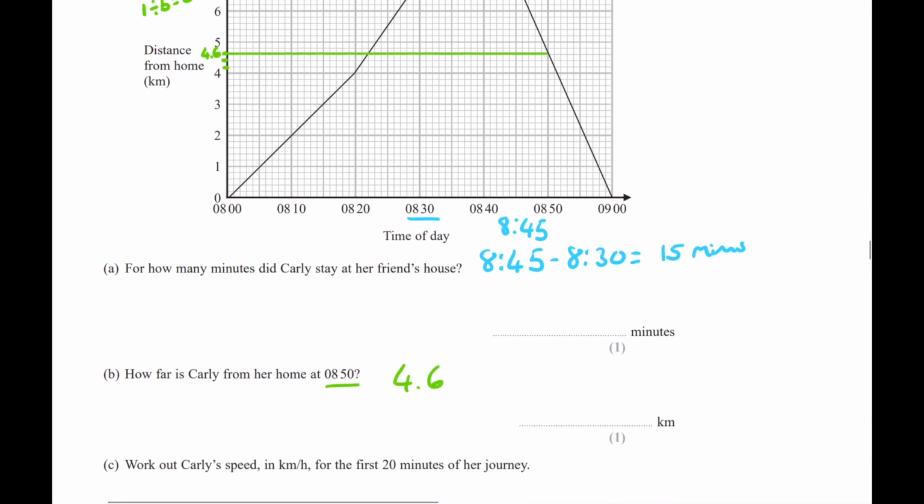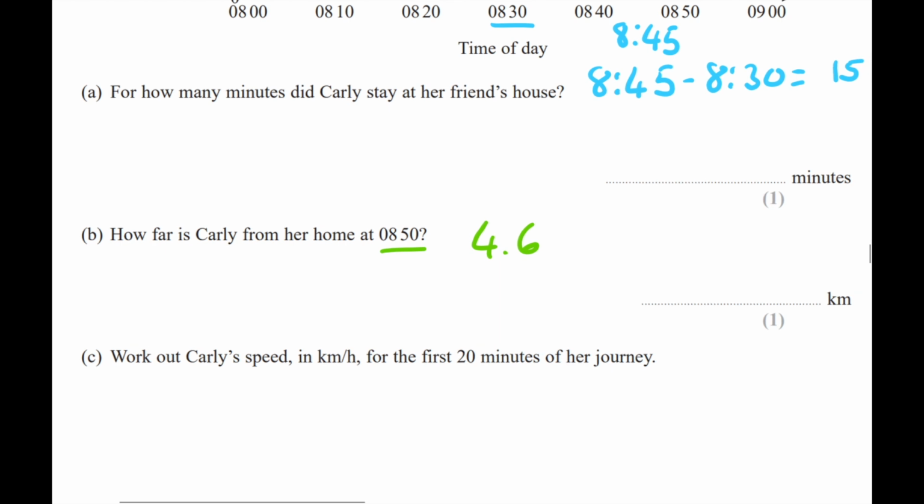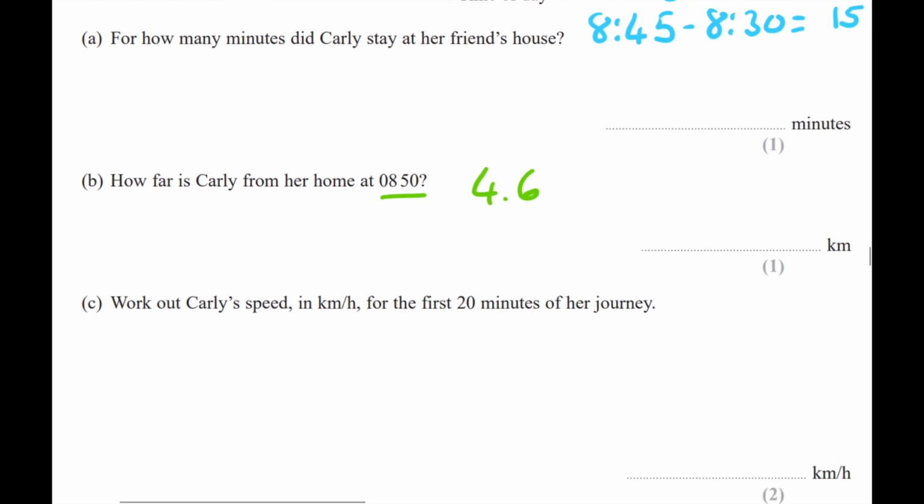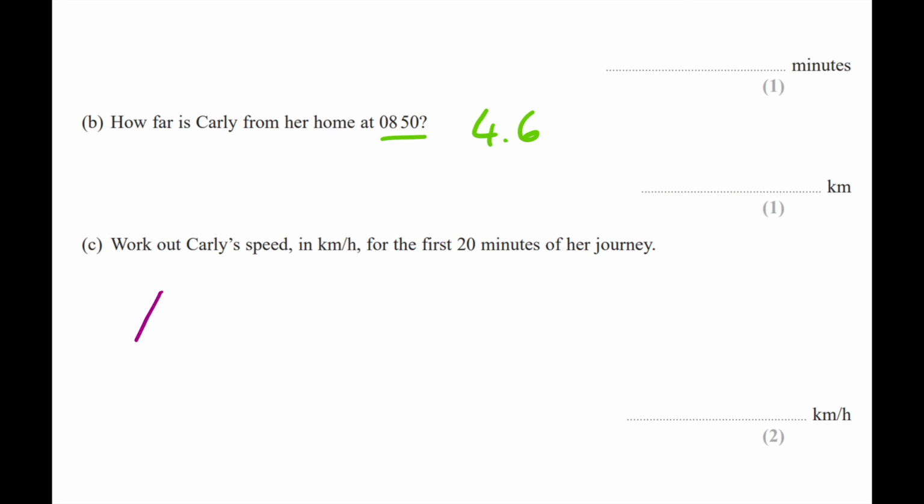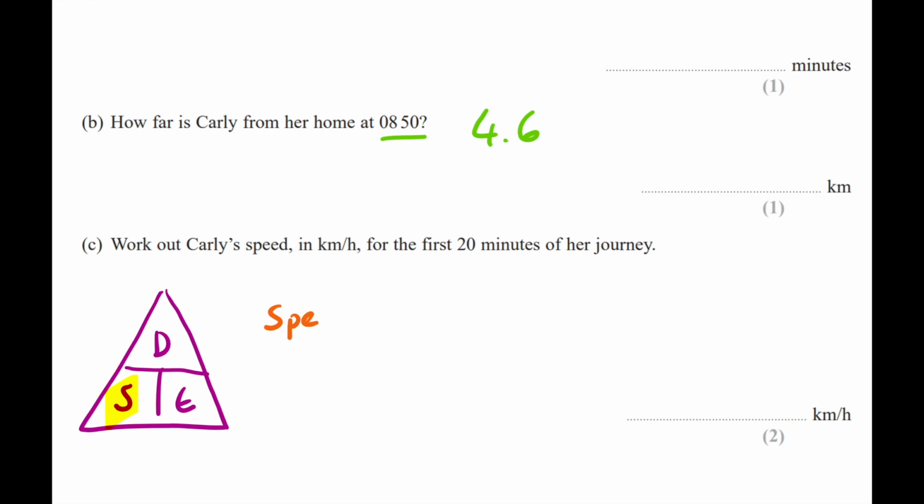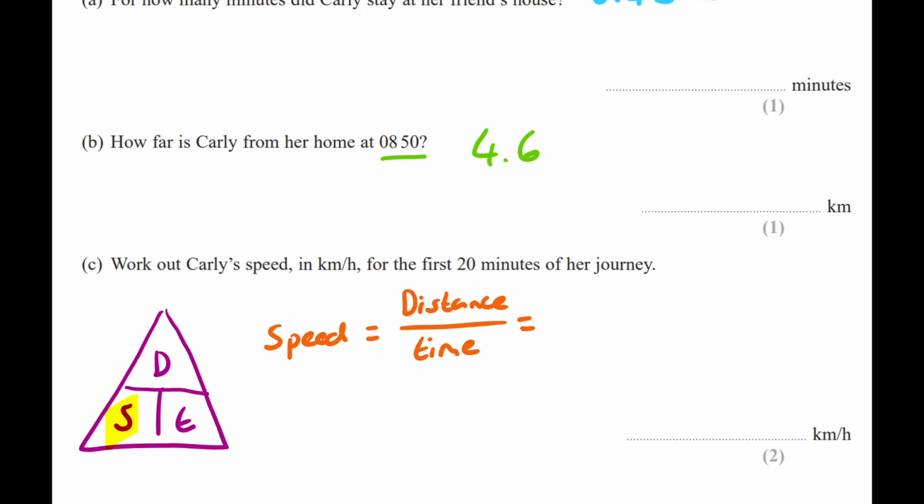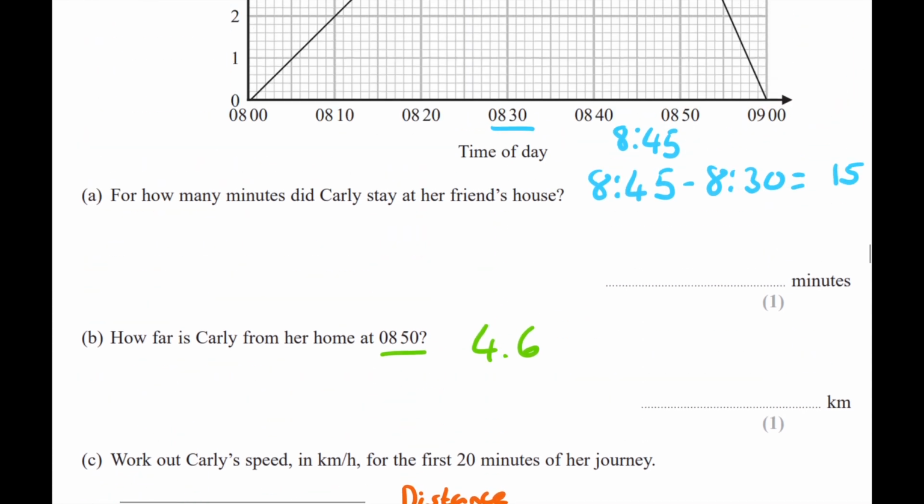The final bit. Work out Carly's speed in kilometers per hour for the first 20 minutes of her journey. The formula for speed is D, like that, and if we're looking for speed, speed is equal to your distance divided by the time. So we need the distance she covers and then the time for that.